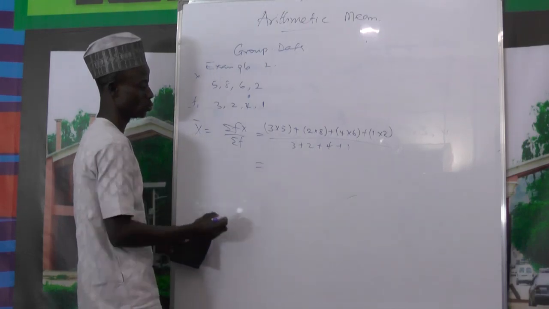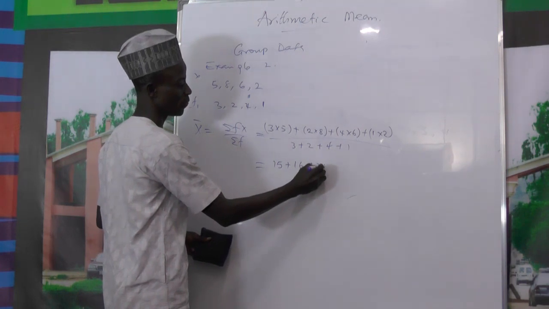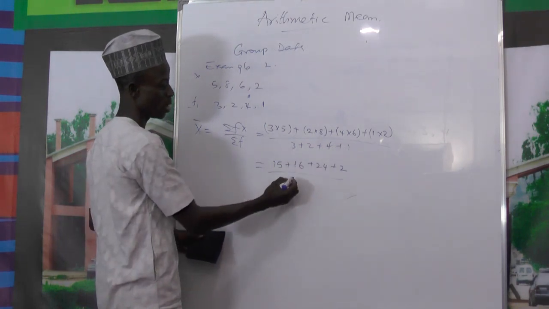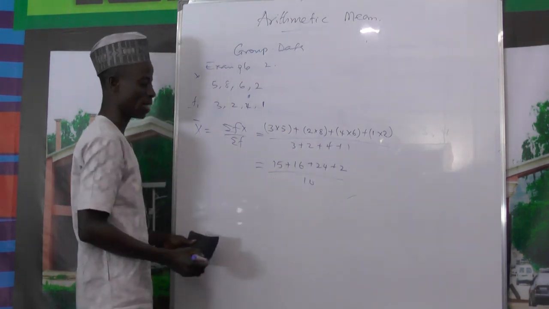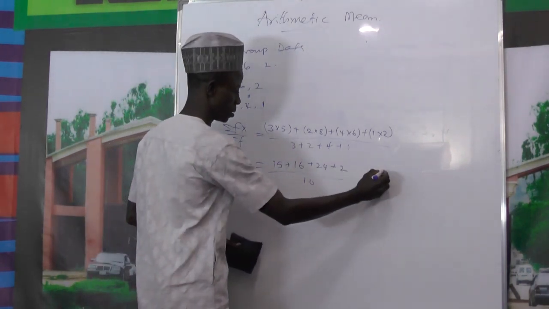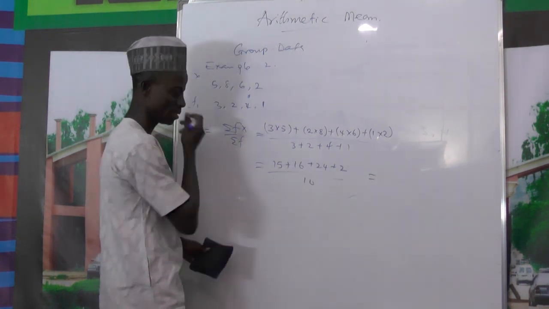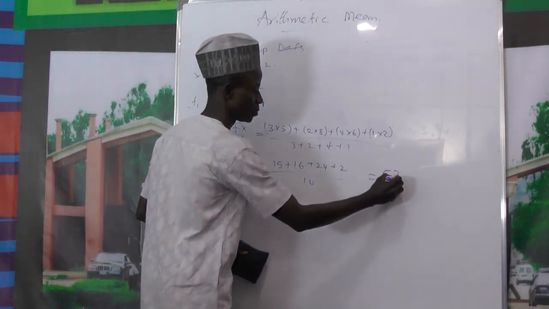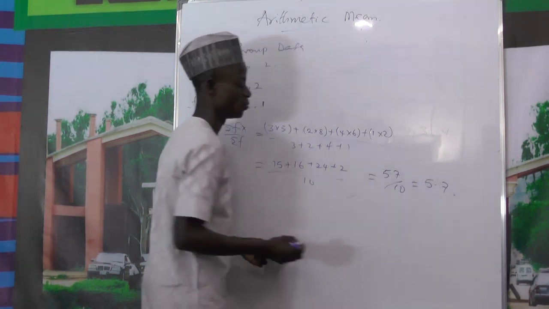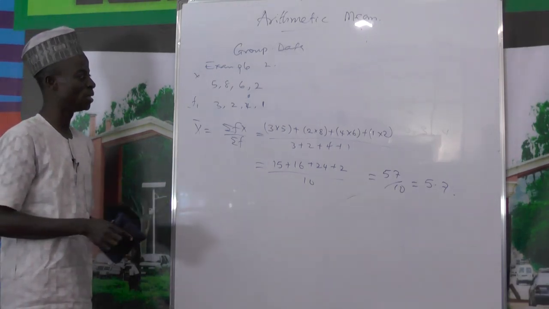So this will be equal to 15 plus 16 plus 24 plus 2, divided by, if we add this together, 10. That adds up to 57 divided by 10. If we divide this by 10, we are going to have 5.7. That is example 2 when we are having grouped data.